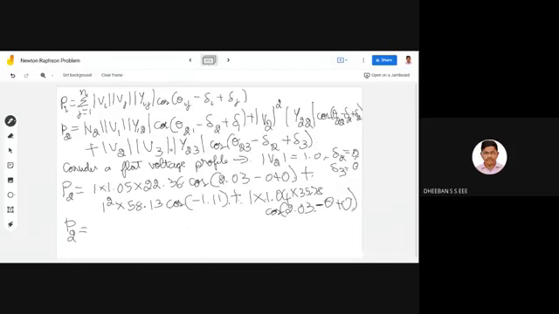Simple multiplication, pass value. The calculator, right?